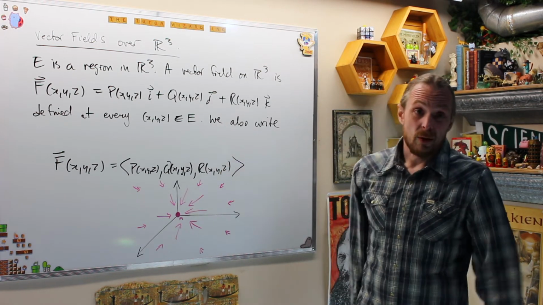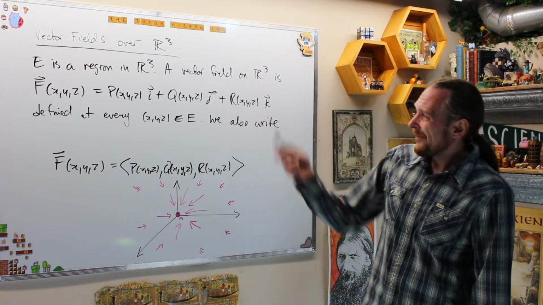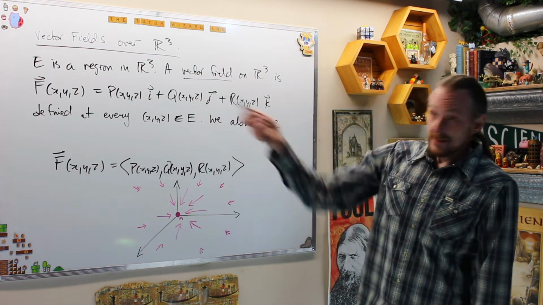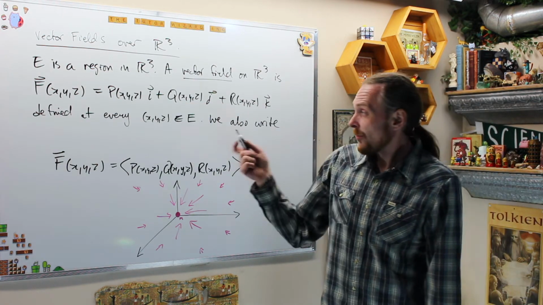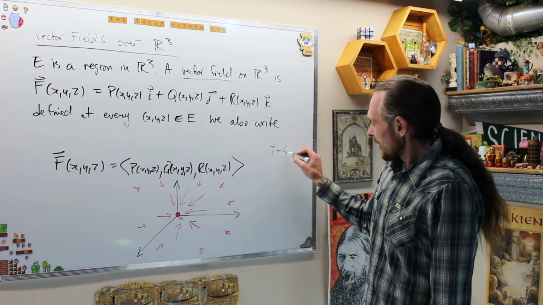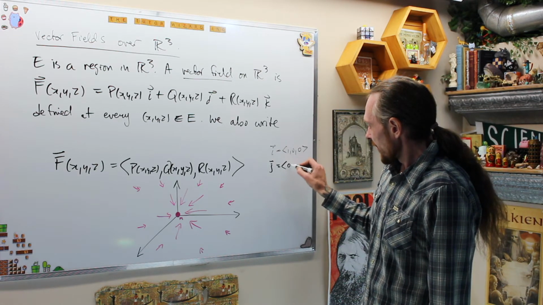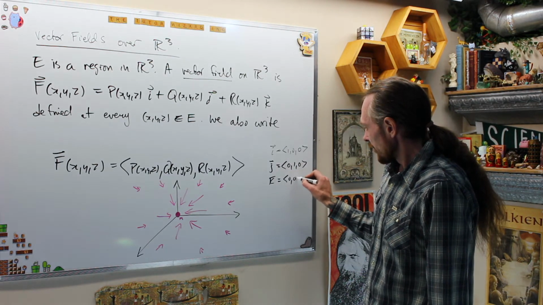All right, now quickly, vector fields on R3 are going to be the same thing. We're just going to have another coordinate. We're going to pick a region E now in R3. A vector field on R3 is defined as a vector function Pi + Qj + Rk, where, again, i is the canonical vector (1, 0, 0), j is the canonical vector (0, 1, 0), and k is the vector (0, 0, 1).